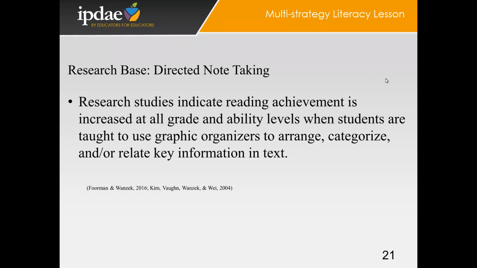We know that reading achievement is increased if students are allowed to categorize ideas, thoughts, and concepts, using graphic organizers in particular. And that's because that's the way our brain works. We connect things to stuff we already know. And so if we can provide our students with a means to organize their thoughts and ideas, and to connect them to ideas and thoughts that they already have in their head, then that's very helpful.